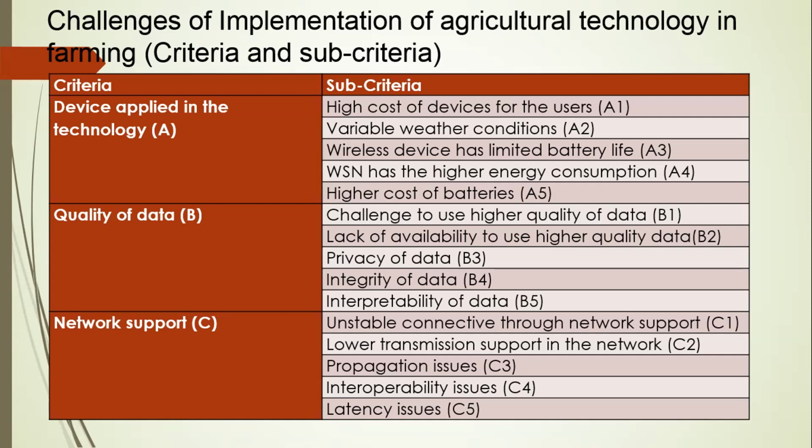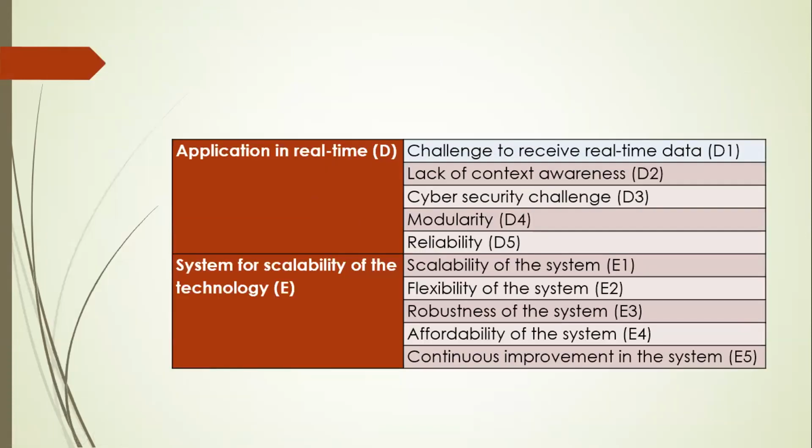Similarly, the sub-criteria for quality of data include challenges to users, lack of availability of high quality data to users, privacy of data, integrity of the data, and interpretability of the data. For network, we have unstable connectivity, low transmission, and so on. For application in real time, we have challenge to receive real-time data, lack of context awareness, cyber security challenge, modularity, reliability, etc. When it comes to system for scalability, the sub-criteria are scalability of the system, flexibility of the system, robustness of the system, affordability of the system, and continuous improvement in the system which is required.